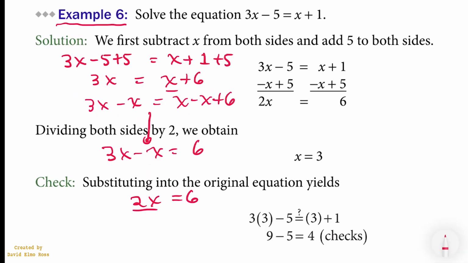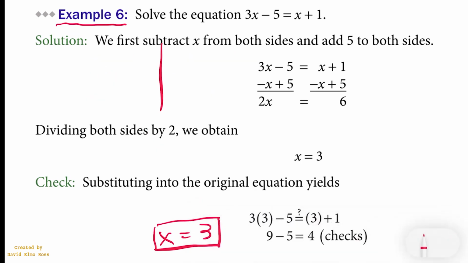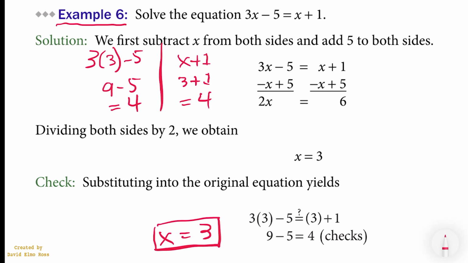And we can divide both sides by 2. And what we get is x is equal to 3 as our solution. Now, we're not finished yet because we have to check it. So on the left side, we have 3 times x, and x is 3, minus 5, which is equal to 9 minus 5, which is equal to 4. On the right-hand side, we substitute in x plus 1, which is 3 plus 1, which again is equal to 4. So this becomes our proper solution.